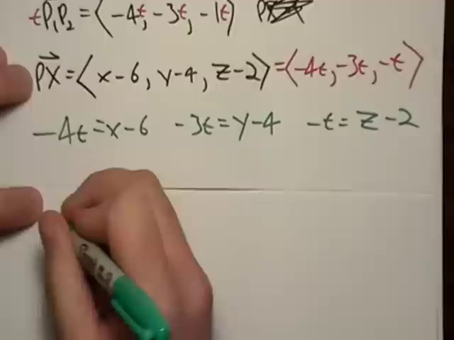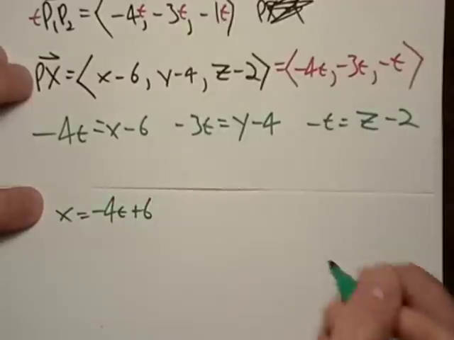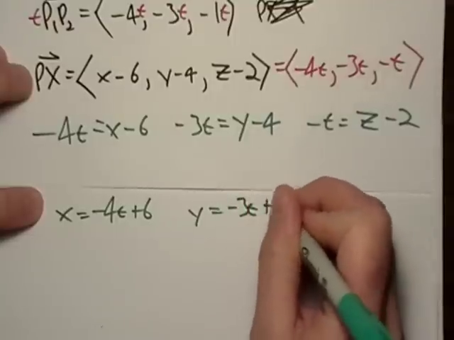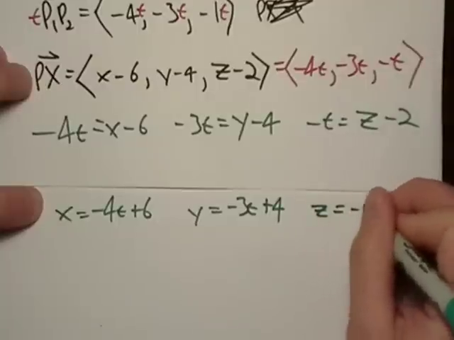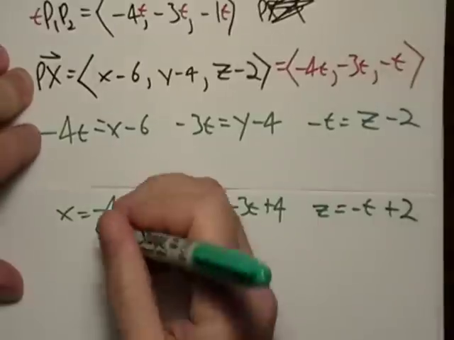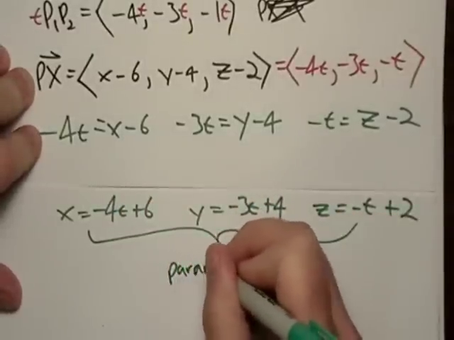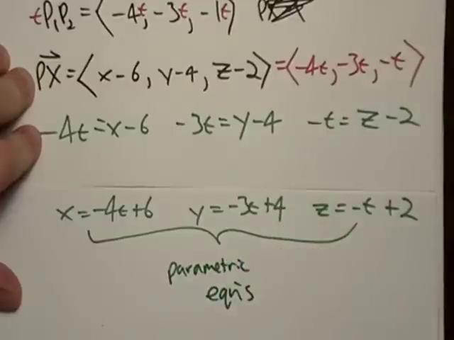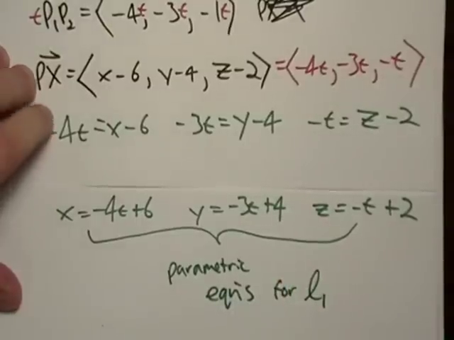So let's see here. X is going to be equal to negative 4t plus 6. Y is going to be equal to negative 3t plus 4. And Z is equal to negative t plus 2. Did it all fit on there? So there you go. There are your parametric equations for L1.